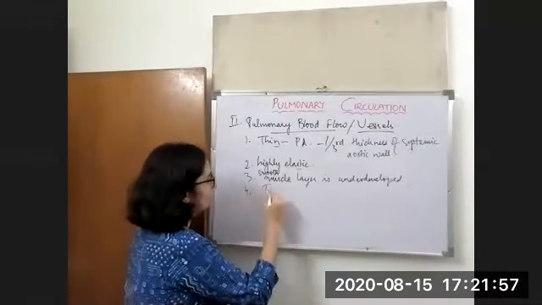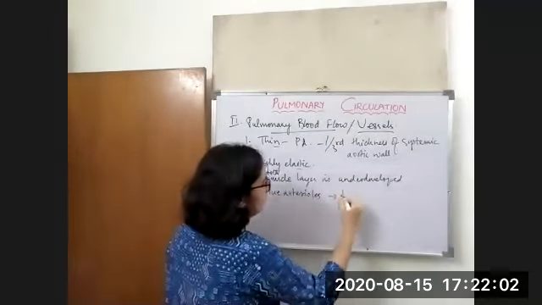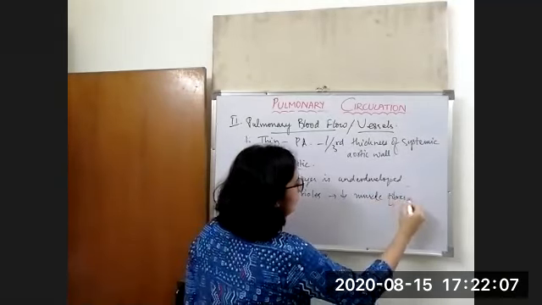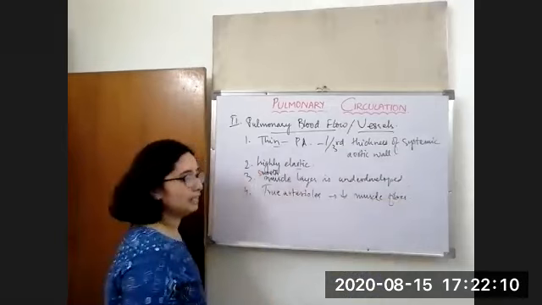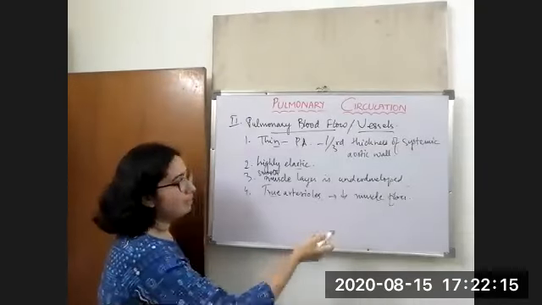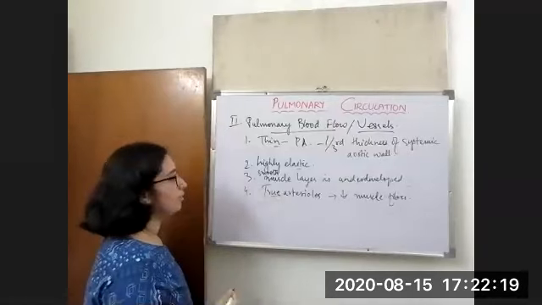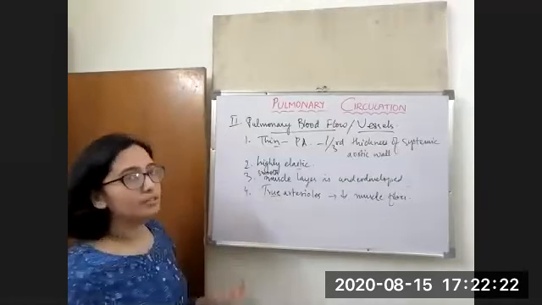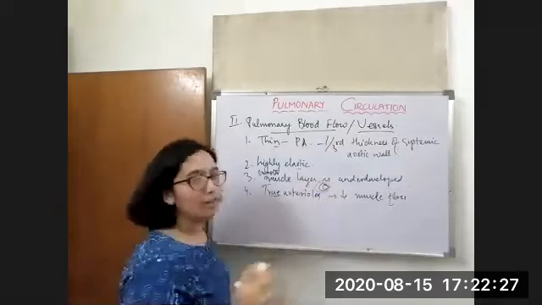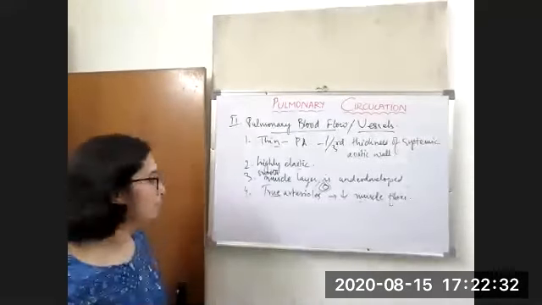Fourth point is the true arterioles also have less muscle fibers. Because of the same reason, to minimize the resistance, the true arterioles in the lungs have very few muscle fibers. So what are the true arterioles? True arterioles are arterioles which have all the layers that an arteriole has, but in lungs they have very few muscle fibers.